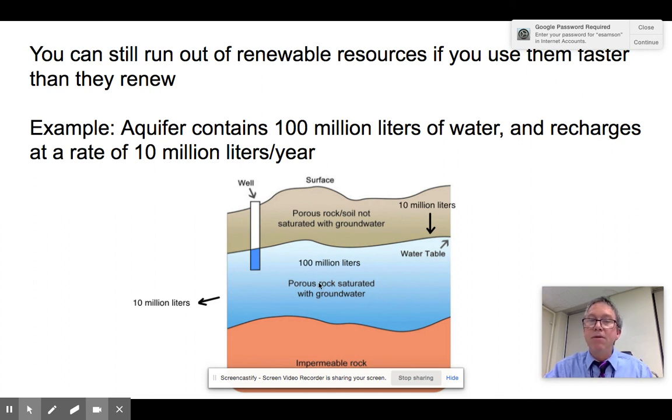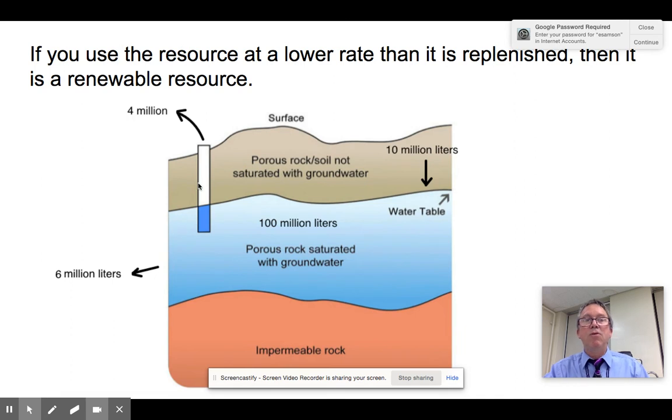Well, guess what? I'll always have 100 million liters since the rate of inflow and the rate of outflow are equal. And now what's going to happen is I'm going to try taking some of the water out. So what if I took out 4 million liters a year for my community? 10 million comes in, 6 million goes out, but you know what? I still have 100 million liters here. This is a renewable resource because I'm not using it up faster than I get it.